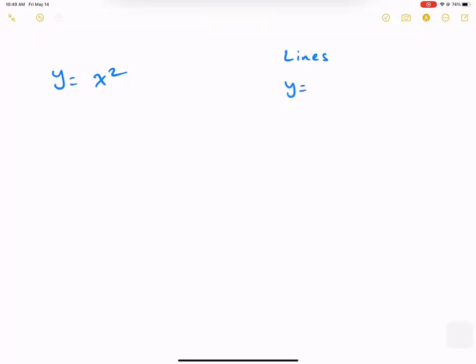If we say y is equal to 3x plus 2, this is the graph of a line. And the way we know it's a line is because it's not x squared. It's not fancy. It's just regular x. As x changes by 1, the y changes by 3. If x is 1, we're at 3. If x is 2, we're at 6. If x is 3, we're at 9. See, it's changing by 3 every single time.